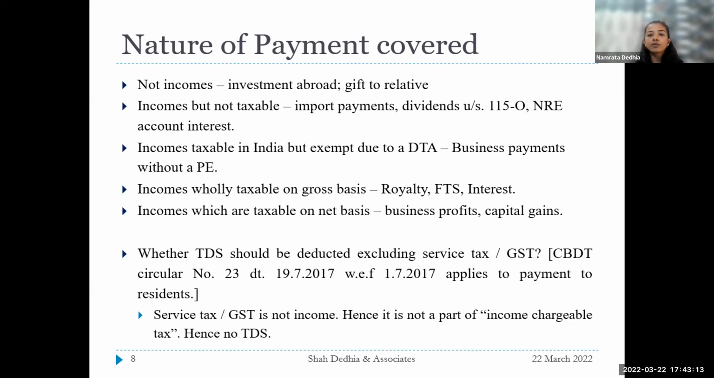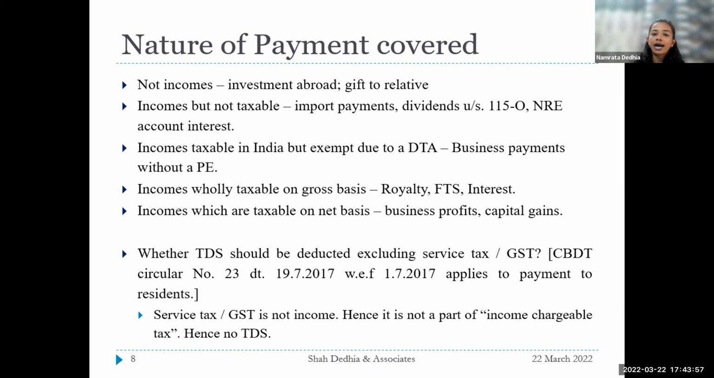Then you can have dividends which were earlier subject to DDT, were not taxable. You have NRE account interest, which is again in the nature of income, but not taxable. Now, all of these items, if they are not taxable, even though revenue in nature, there should be no obligation to deduct TDS under 195. And also, therefore, no other compliance needs to be undertaken. Then you have items which are incomes, revenue in nature, taxable in India, but exempt because of a double tax avoidance agreement. For instance, you have payments which are probably in the nature of services under the Act.